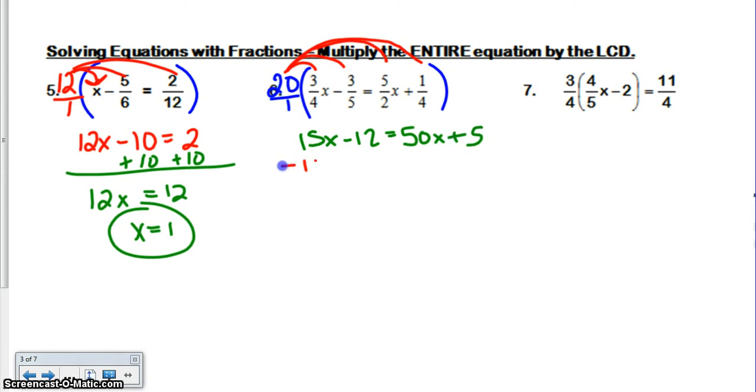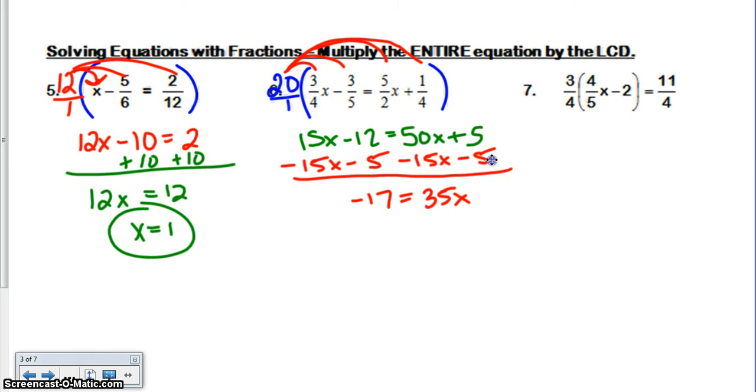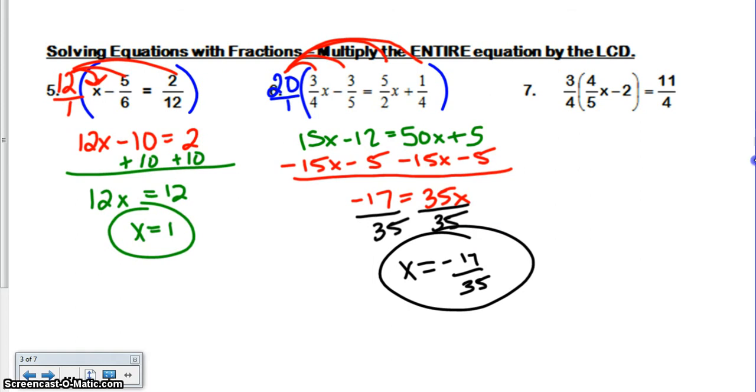I think this time I'm going to bring the x's to the right. Since I brought the x's to the right, this constant needs to move to the left. So let's see, that's negative 17 equals 35x. And I'm dividing by the coefficient of x, so I'm dividing by 35 on both sides. And of course, I want to leave my answer as a reduced fraction. Don't bother typing that in your calculator. And I'm thinking that is fine. 17 is a prime number, so it can't reduce. And 35 doesn't have a divisor of 17.